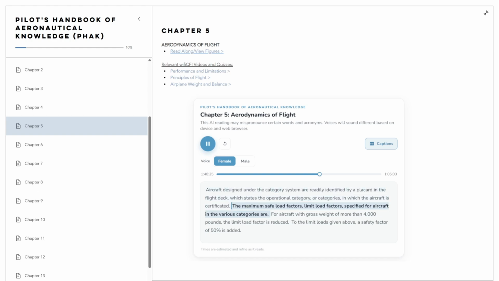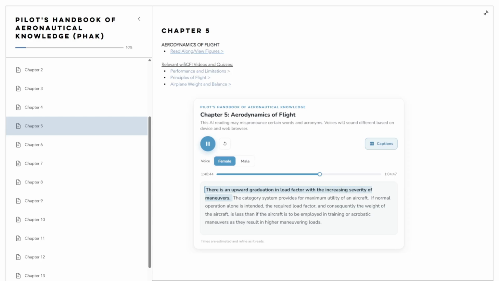The maximum safe load factors, limit load factors, specified for aircraft in the various categories are: for aircraft with gross weight of more than 4,000 pounds, the limit load factor is reduced. To the limit loads given above, a safety factor of 50 percent is added. There is an upward graduation in load factor with the increasing severity of maneuvers. The category system provides for maximum utility of an aircraft. If normal operation alone is intended, the required load factor, and consequently the weight of the aircraft, is less than if the aircraft is to be employed in training or acrobatic maneuvers, as they result in higher maneuvering loads.